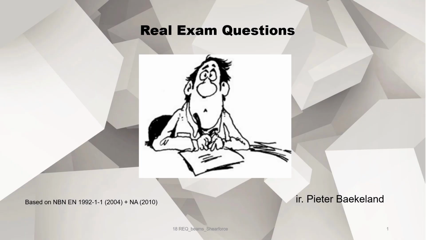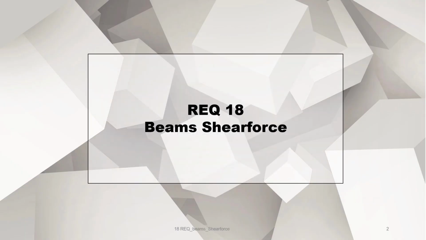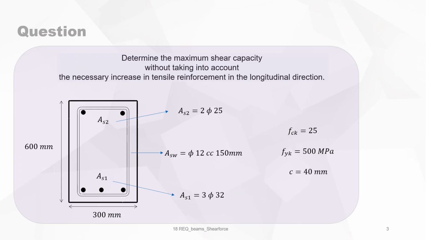Real exam questions. This is question 18 about shear force in beams. Determine the maximum shear capacity without taking into account the necessary increase in tensile reinforcement in the longitudinal direction. And determine the maximum shear capacity of this section, total height of 600 millimeters by 300 millimeters.